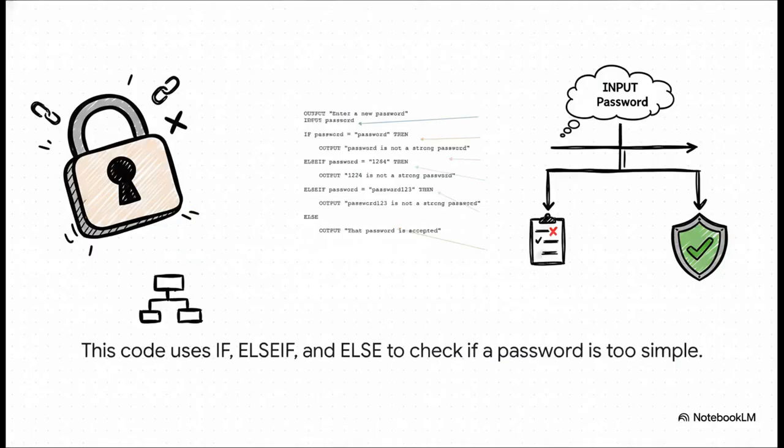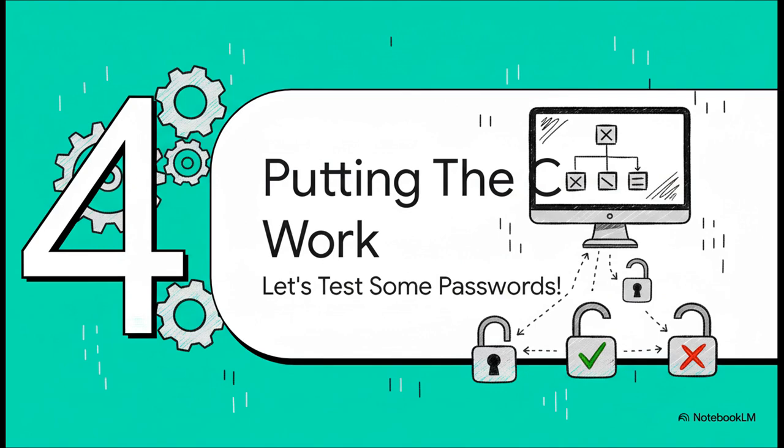Okay, let's go back to our password example. This piece of code here is designed to spot a couple of really common, really weak passwords. It's the perfect real-world example of using if, else if, and else all working together. So let's do this. Let's put on our computer thinking hats for a minute and walk through exactly what this code does when it sees a few different passwords.